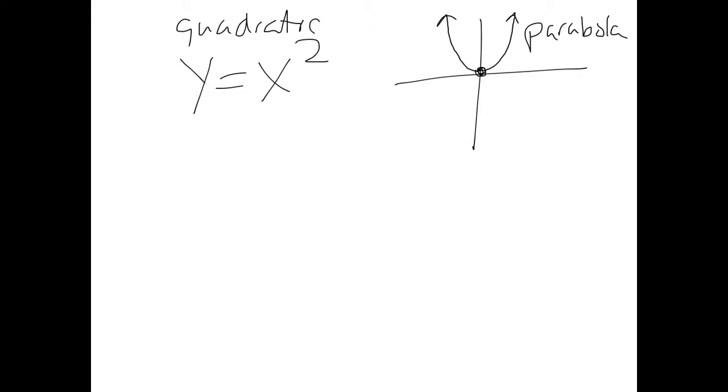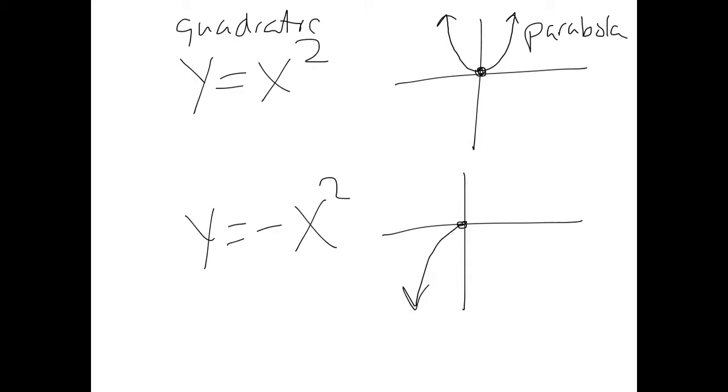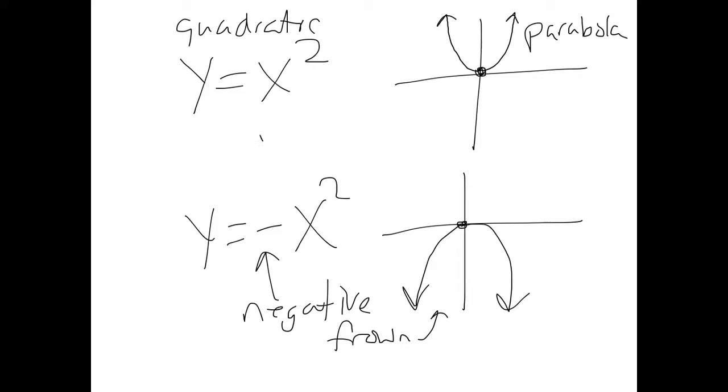If we want to turn this graph upside down, all you do is change the number out in front of x squared to a negative, and it graphs the same U upside down. Okay? So this is negative, which is a frown. This is positive, which is a smile.